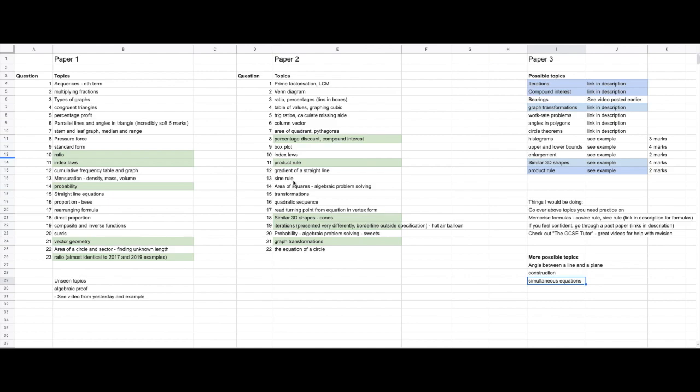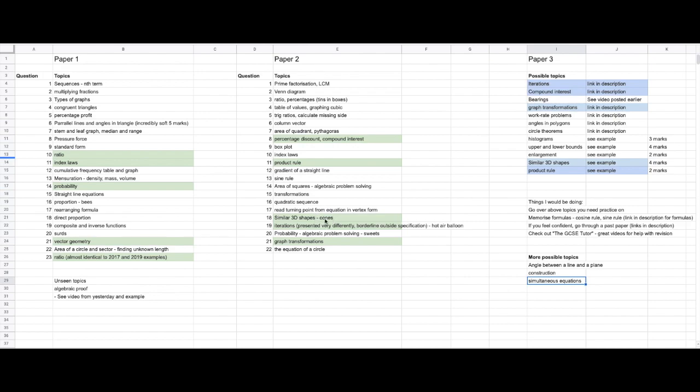I think it was in a triangle, finding the missing angle in a triangle using the sine rule. 14, area of squares. So that involved algebraic problem solving. I think they told you one square had one side longer than another square and you had to work that out. Transformations. 16, quadratic sequences. 17, you had to read the turning point from an equation in vertex form. 18 was on similar 3D shapes, specifically cones.